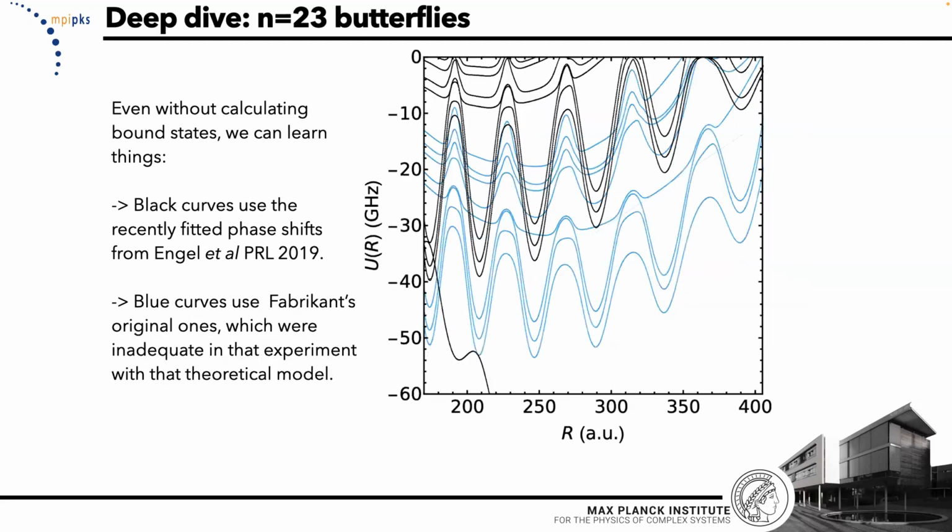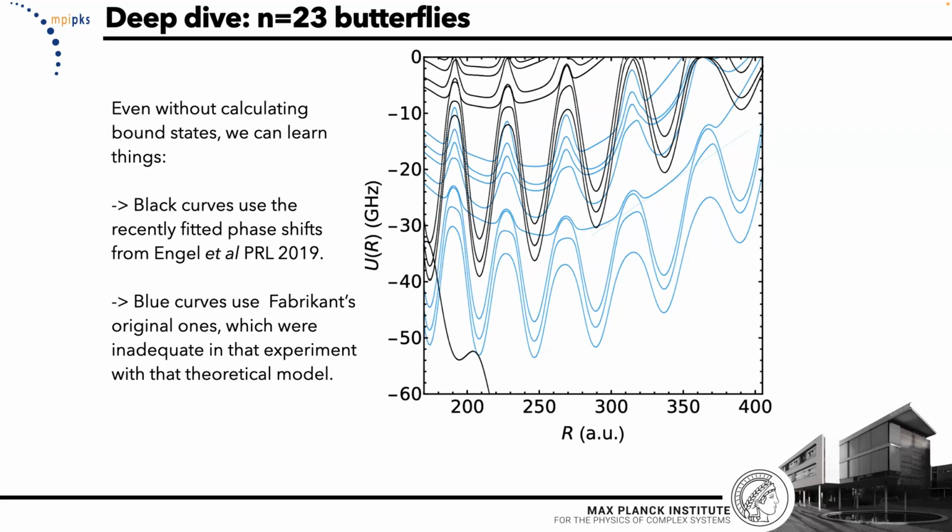But as we see, if we plug these phase shifts into the Green's function calculation, which again throws away all this uncertainty from the diagonalization, we see that there's a problem if you look at this butterfly regime. So here in the black, I show the potential curves obtained using this new set of phase shifts with this modified shape resonance position. They look fine, but they're quite shallow. They go at deepest to about 40 gigahertz below this lowest P state. And these blue potential curves are using this original collection of Fabrikant phase shifts.